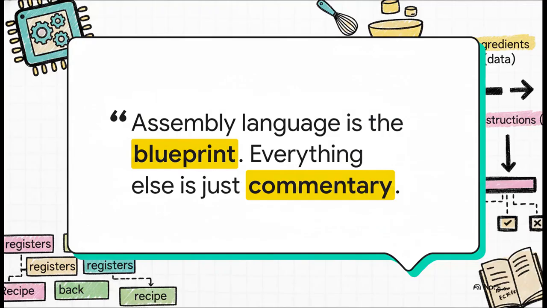And that's really why this matters so much. High-level languages, like the JavaScript or Python you might use every day, are fantastic. But at the end of the day, they all get translated down into something that looks a whole lot like this. So when you understand assembly, you're not just looking at code, you're looking at the actual blueprint for how your software runs on the metal.